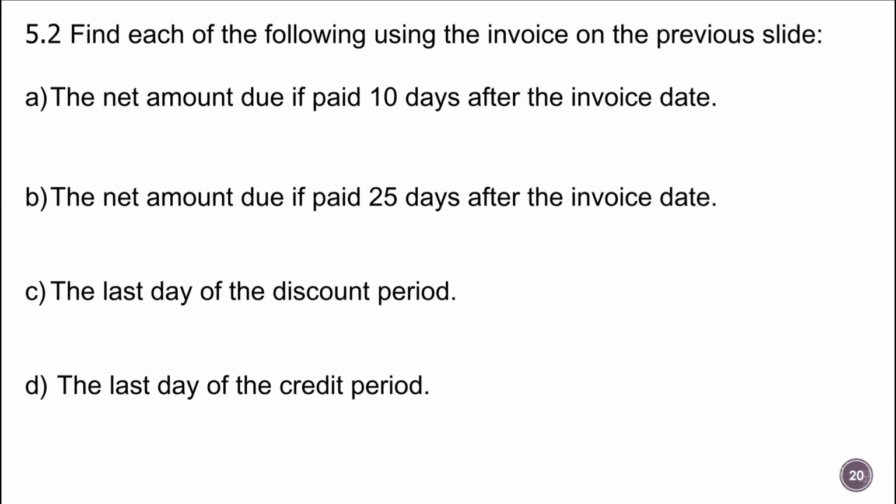Okay, so on the next slide, the net amount due if paid 10 days after the invoice date. And we get a 4% discount, right? We're going to take then 779.08 and multiply it by 0.96 because that way we get our discount, right? We're doing the shortcut using the complement, and that gives us an amount of 747.92.